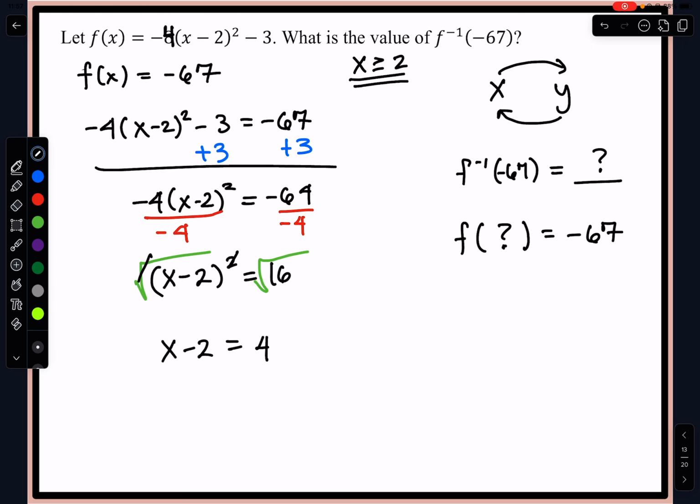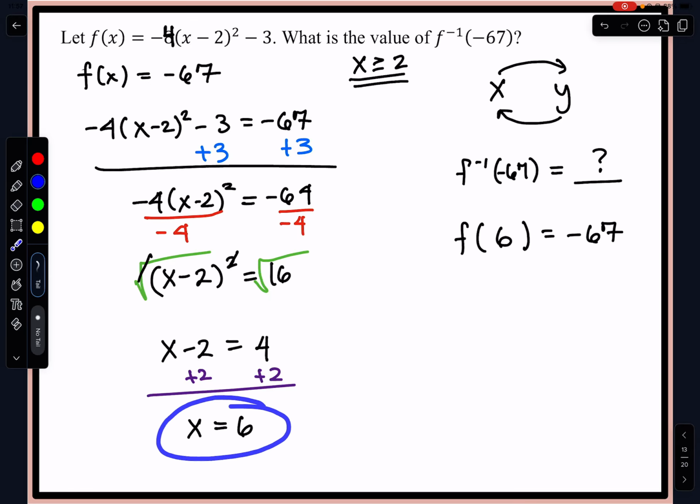So the only thing left to do here is to add this 2 to both sides. So I'm going to add 2 here, add 2 here. And therefore x equals, well, 4 plus 2 is 6. So that is the number. If I evaluate this function at 6, replacing this number with 6 according to the solution I got, that should give me the output value of -67.